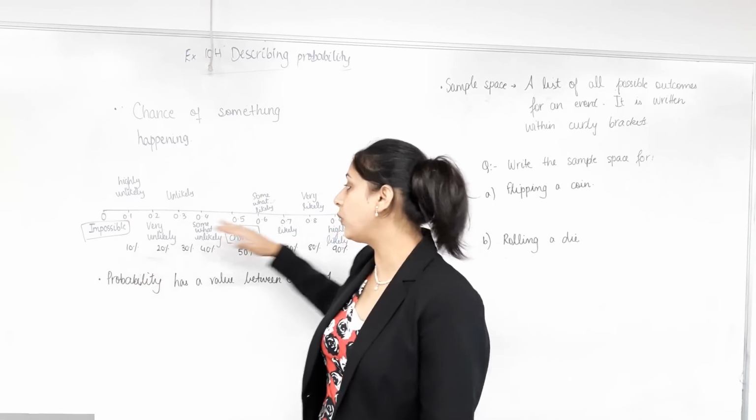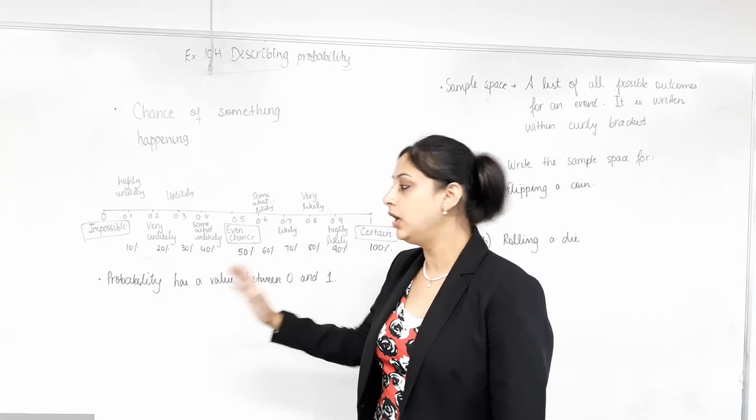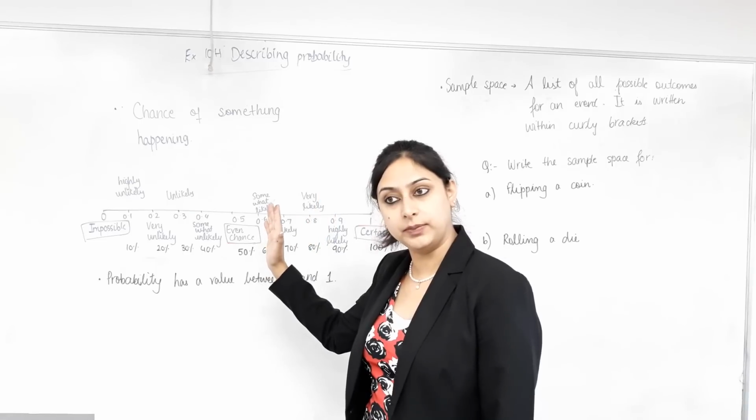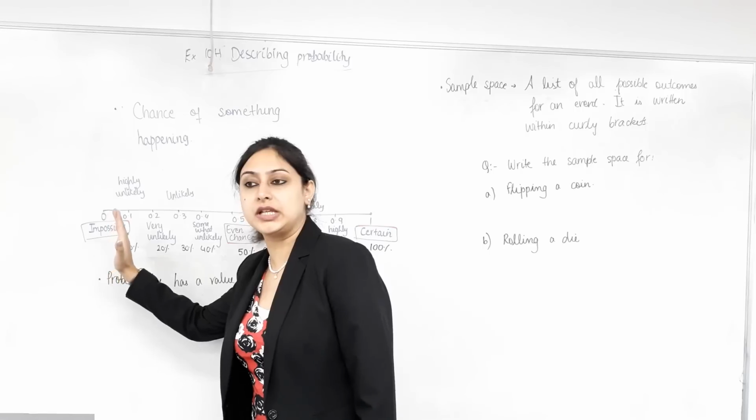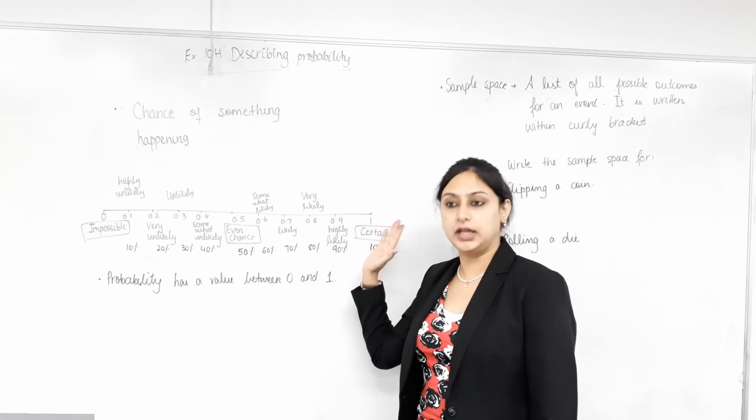So in terms of words, we use words like impossible or certain only when it's 0 and 1. Even chance only when it's 0.5. As we go towards the 0, the chances are decreasing. As we go towards the 1, the chances are increasing.